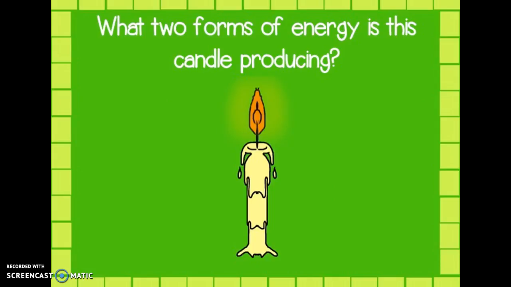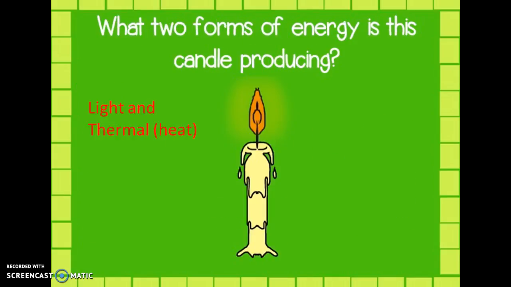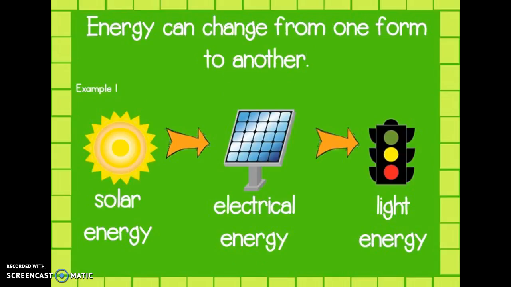So what two forms of energy is this candle producing? Producing is coming out. Light and thermal. The candle lights up a space in the room and it's hot. I'm going to go back to this real quick. Another thing that's happening, we said that energy causes change. The candle is actually changing because of the thermal energy. It's going from a solid to a liquid as it melts because of the thermal energy that's being produced by the candle.